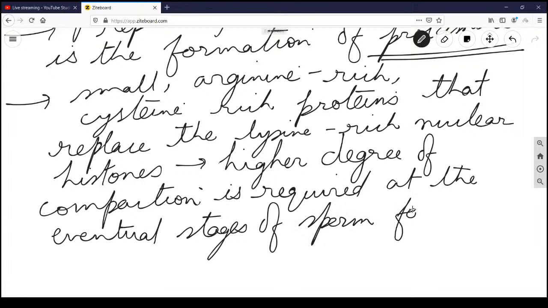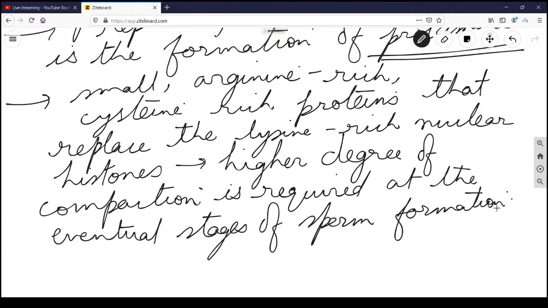Sperm formation. Meaning that the compaction attained with the help of histones is not enough, is not sufficient. You need a higher degree of compaction. That higher degree of compaction can be caused by the arginine-rich and cysteine-rich proteins.